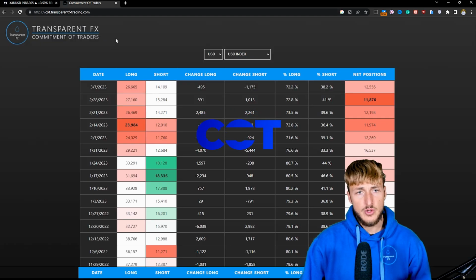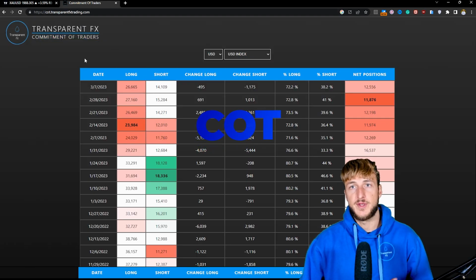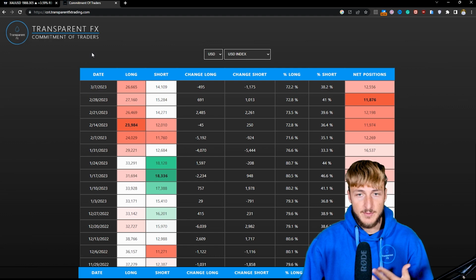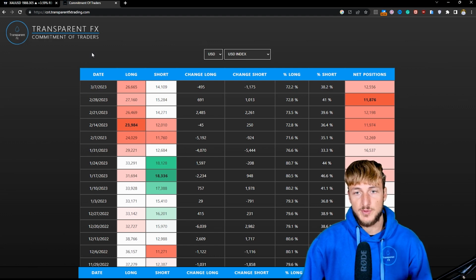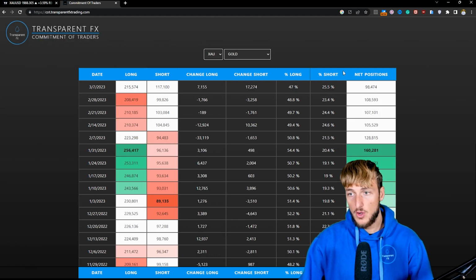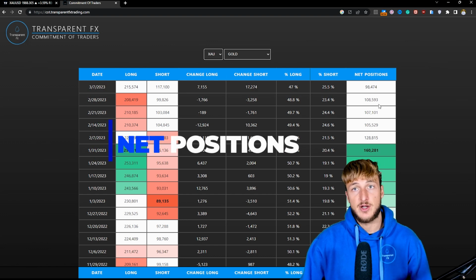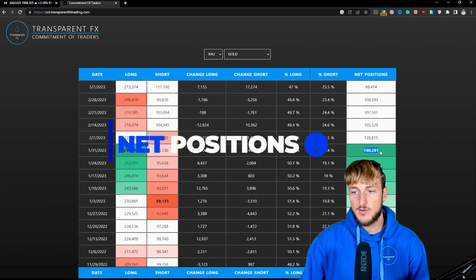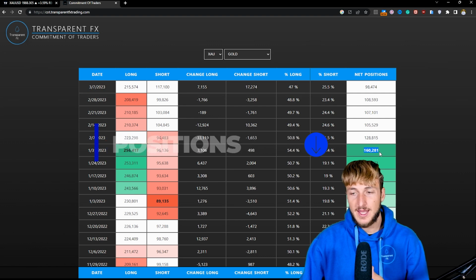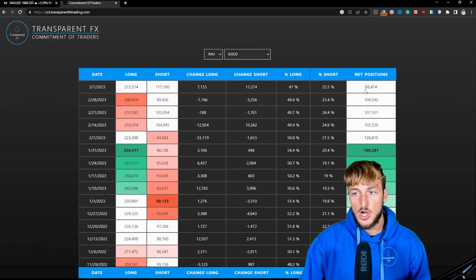Now, if we go and see what we have when it comes to the commitment of traders, so the COT data, which is what the non-commercials, so the biggest speculators in the market, are doing, and we check the data precisely for gold, what we can see is that with the last reports, net positions have already started getting decreased. We went from having the high of 160k net positions all the way down to now having 98k net positions.